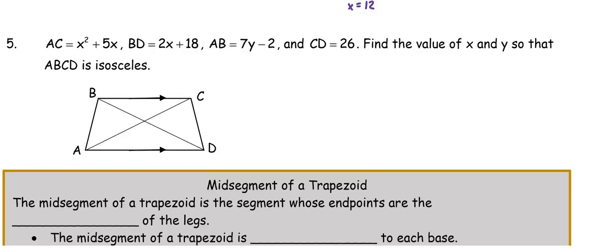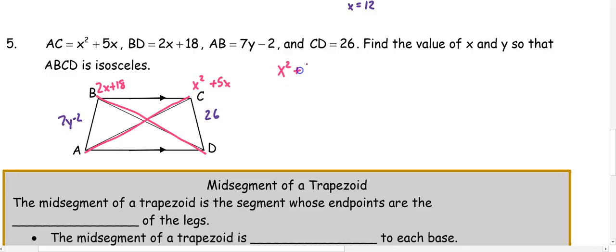Number 5, AC, so the entire length of A to C is x squared plus 5x. BD is 2x plus 18. And then our legs, which are AB, is 7y minus 2. And CD is 26. So to solve for x, we know that our diagonals are congruent. So we would have x squared plus 5x is equal to 2x plus 18. And we know this is true because ABCD is isosceles. So it also means these legs are congruent.